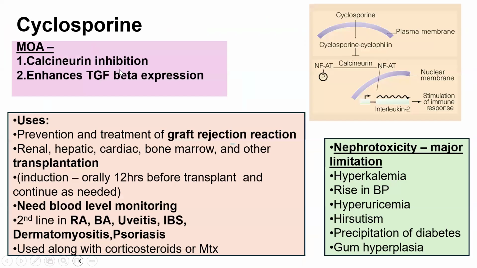Cyclosporin is a calcineurin inhibitor. It is useful in treatment of graft rejection reaction, and we can use it in all transplant patients. It is also a second line drug in rheumatoid arthritis, bronchial asthma, uveitis, irritable bowel syndrome, and other uses. Nephrotoxicity is the major limitation, and hyperkalemia, diabetes, hyperglycemia, gum hyperplasia, hypertension are all adverse effects of calcineurin inhibitors.